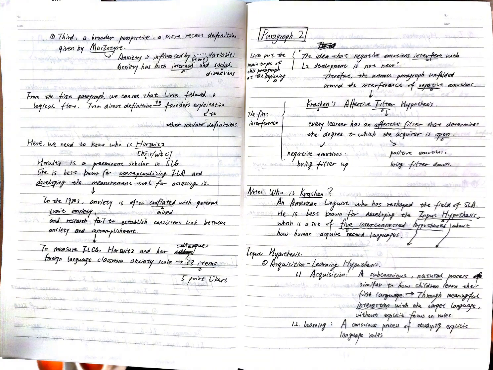And so in this paragraph, the author mainly introduced two authors who mentioned the interference of FLCA on learners' different variables. The first is Professor Krashen, and the second is Professor Schumann. Yes, Schumann. Professor Krashen and Professor Schumann.